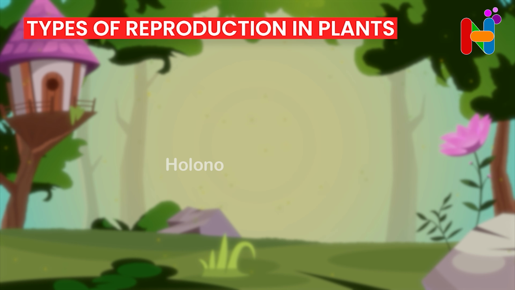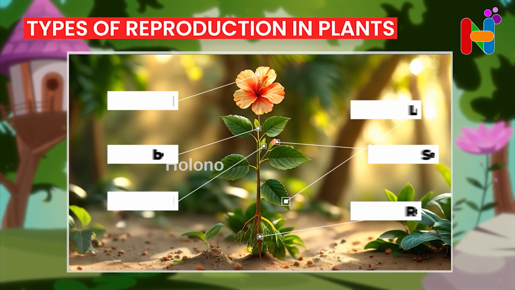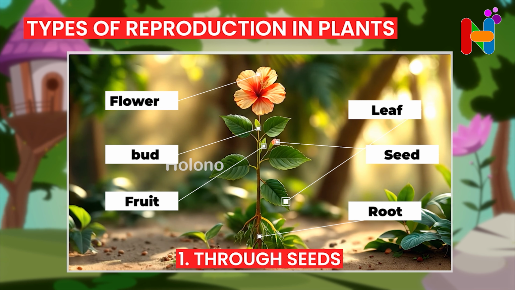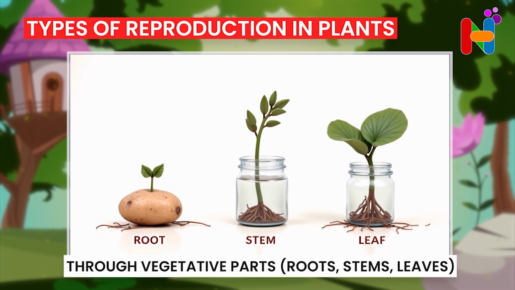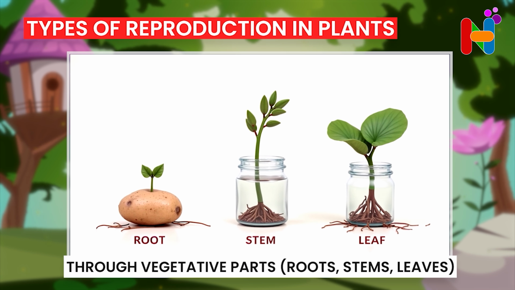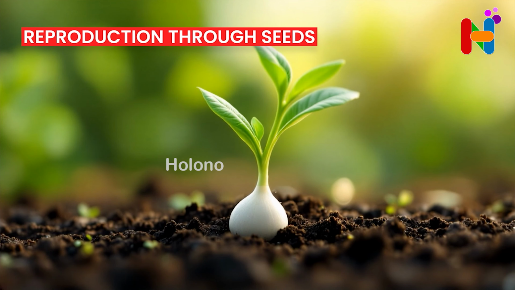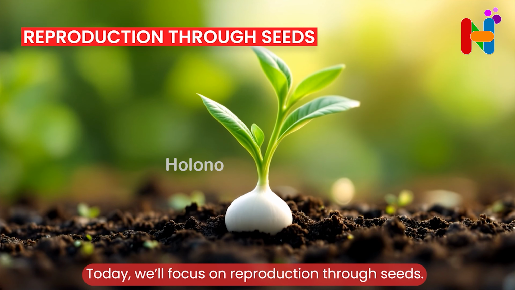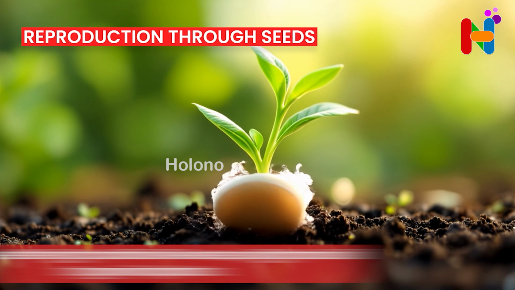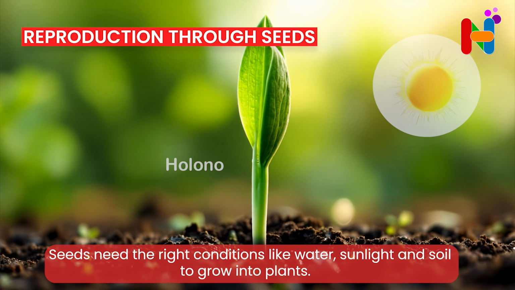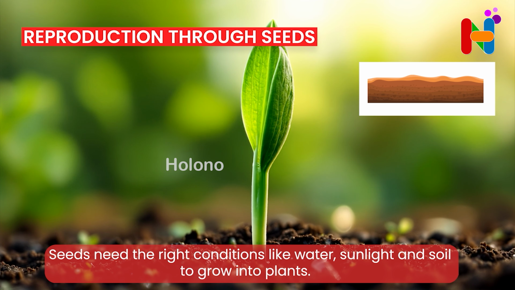Types of reproduction in plants. Plants reproduce in two ways, through seeds that come from flowers and through other parts like roots, stems, or leaves. Focus on reproduction through seeds. Today we'll focus on reproduction through seeds. Seeds need the right conditions like water, sunlight, and soil to grow into plants.